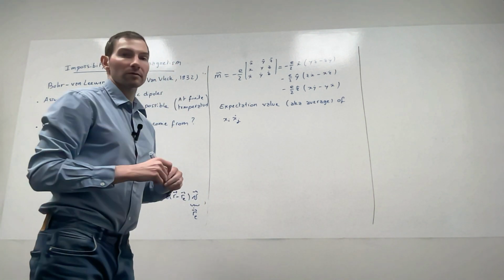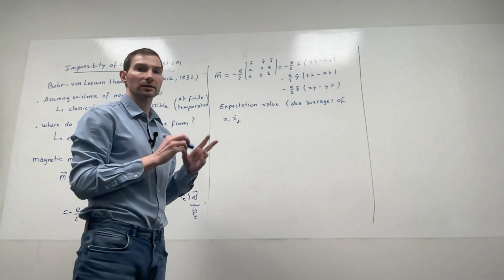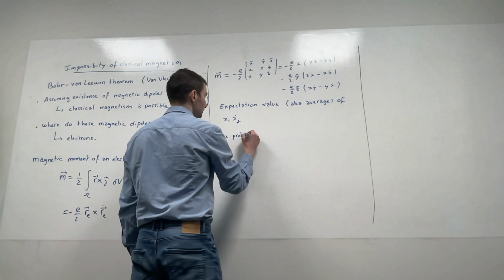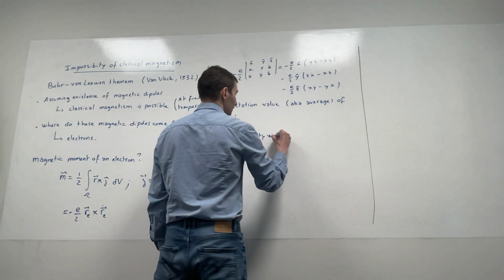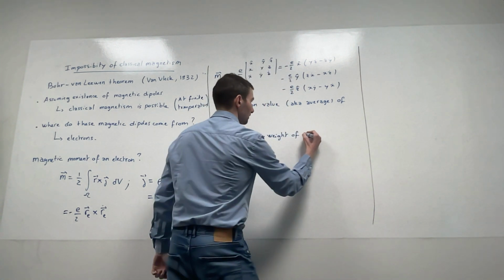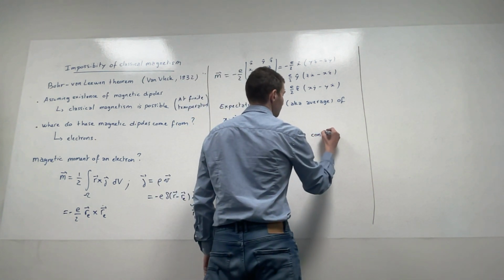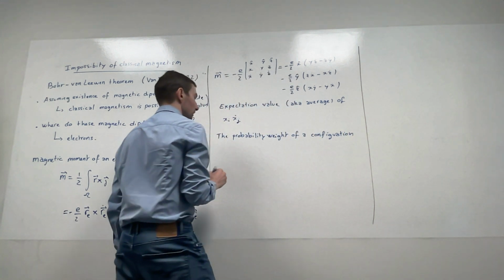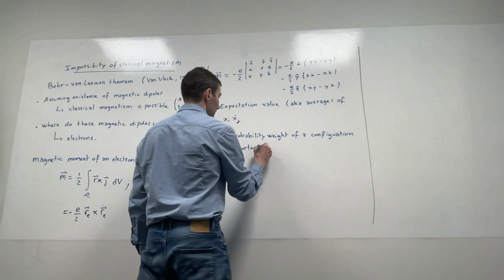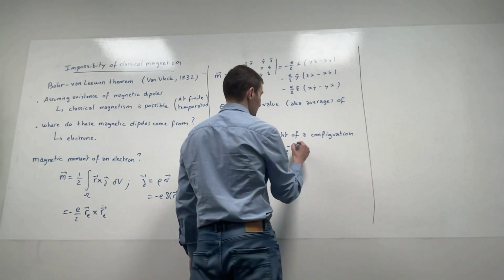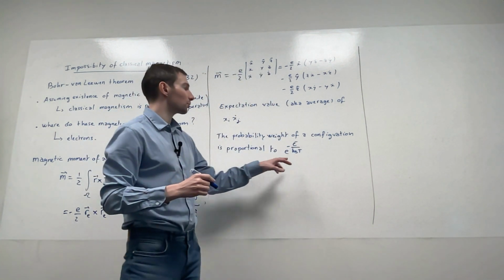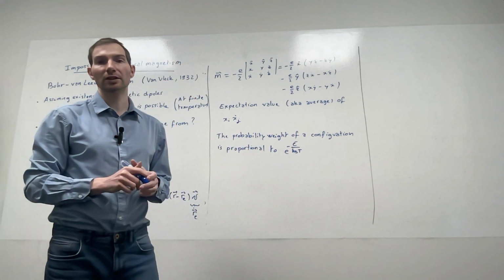Okay. Now, for those who don't have a lot of background in statistical mechanics, the main idea is that the probability weight of a state, of a configuration, let's say, is going to be proportional to exponential of minus the energy of the state you're in, divided by kBT. And kB here is the Boltzmann constant, and T is the absolute temperature in Kelvin. That's the only thing that you need to know.